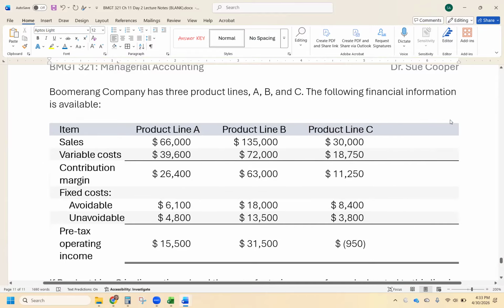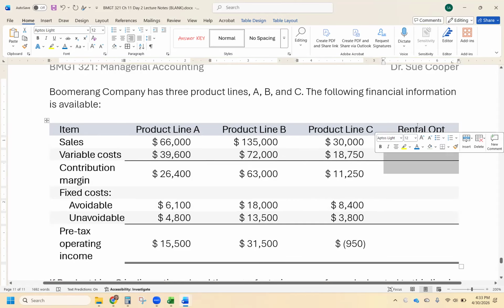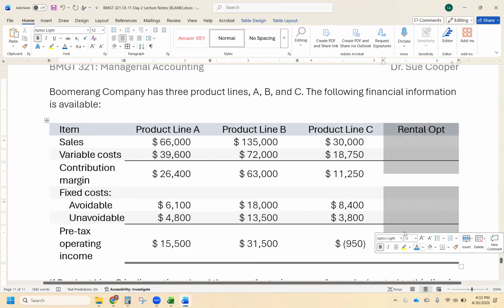So I guess here I would do like rental option. I would do that. So I can either have product line C, I can drop it entirely, or I can rent it. So fill out this, like what will our profit be if we do this rental option?